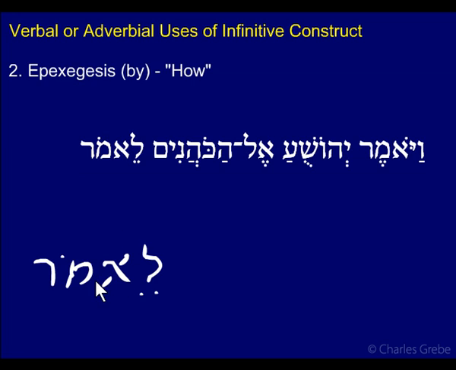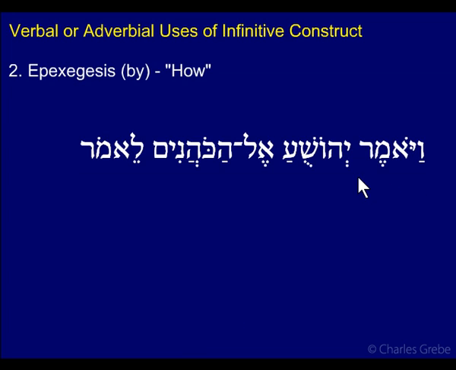Lemor. It comes from amar, meaning to say or to speak. And it's the infinitive construct. You can see it's quiescent here. Aleph is quiescent, and so this has lengthened to compensate. So it's a bit odd morphologically as well. But let's read our sentence here. This comes from Joshua 3, verse 6.